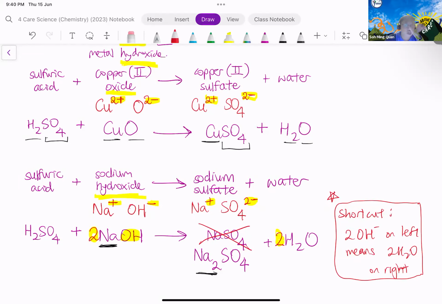You need to write the charges on the ions out when you write the equation. This is to ensure that you get the correct formula. Never ever assume it's one of each ion. Do not assume until you write out the charges and prove to yourself that, hey, it is just one of each ion.